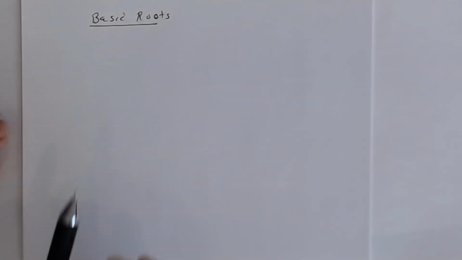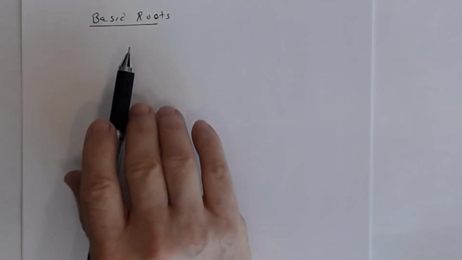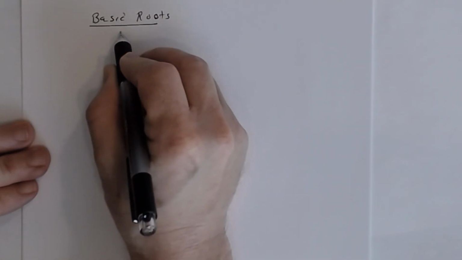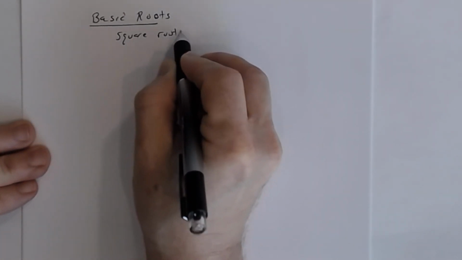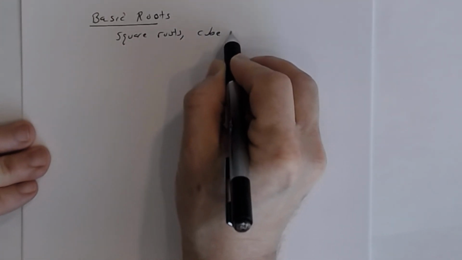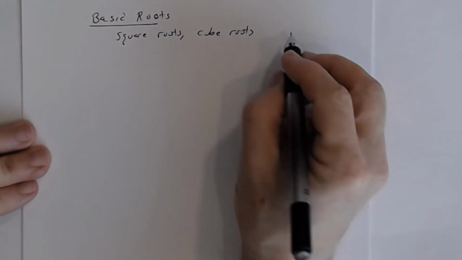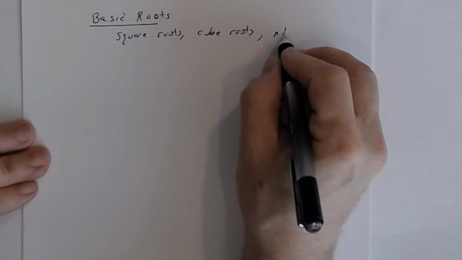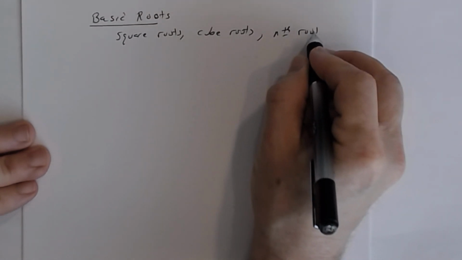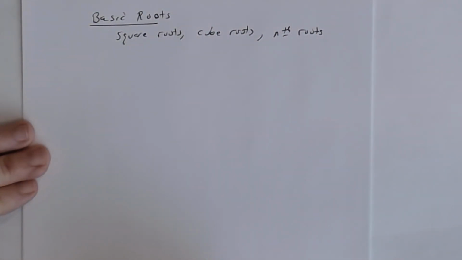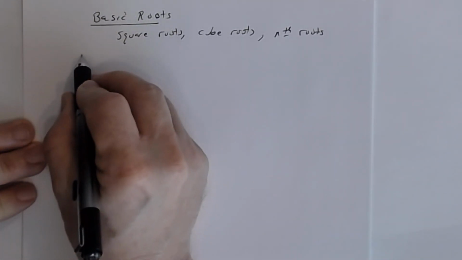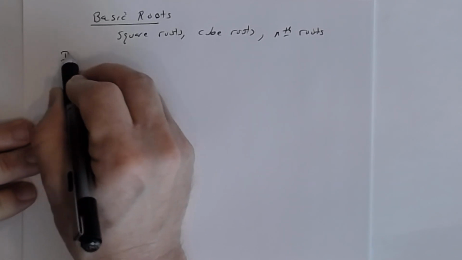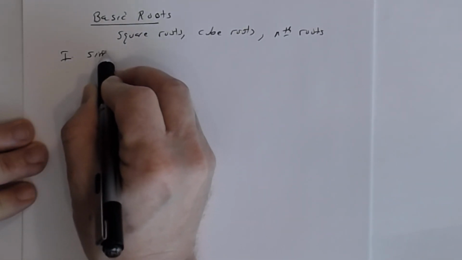Okay, so when we talk about basic roots, we're going to be looking at square roots, cube roots for the most part. And then there'll be some other roots we'll call nth roots. Usually the directions will say something like this. Let's call this Roman numeral 1, and we'll just say simplify.